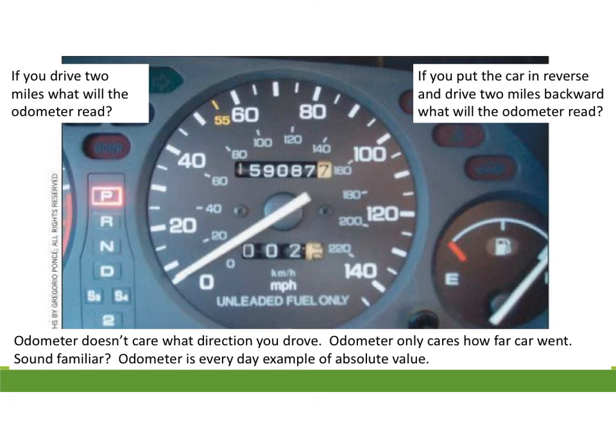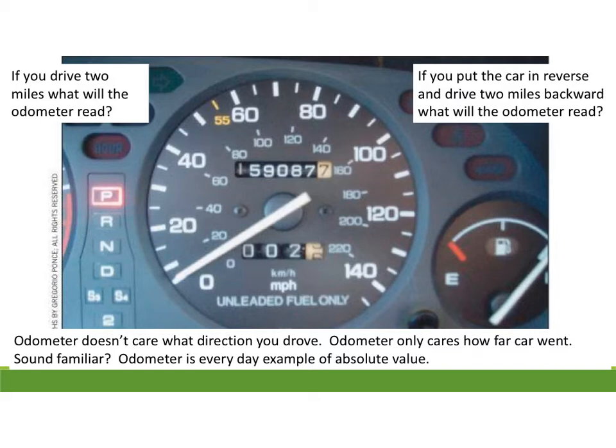All right, here's a picture of an odometer. It's not my odometer. It's someone's. I'm going to read the questions here. If you drive 2 miles, what will the odometer read? If you put the car in reverse and drive 2 miles backwards, what will the odometer read? Odometer doesn't care what direction you drove. Odometer only cares how far a car went. Sound familiar? Odometer is an everyday example of absolute value.